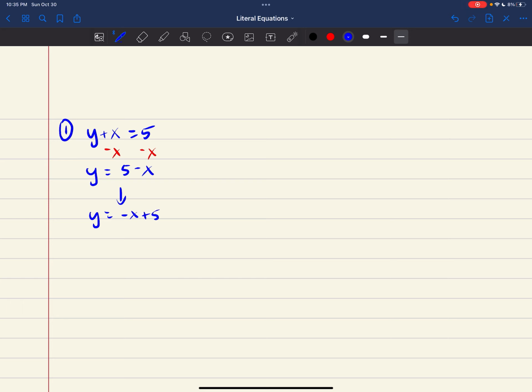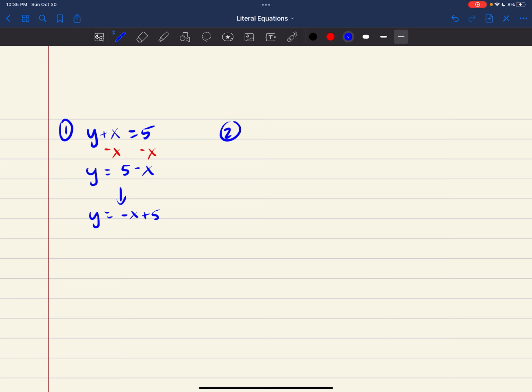Because in this class, we're trying to get things in the form y equals mx plus b. And I really like this order. That's why I switched around. So these two things here, they're pretty much the same thing, just written differently. So let's take a look at another problem.